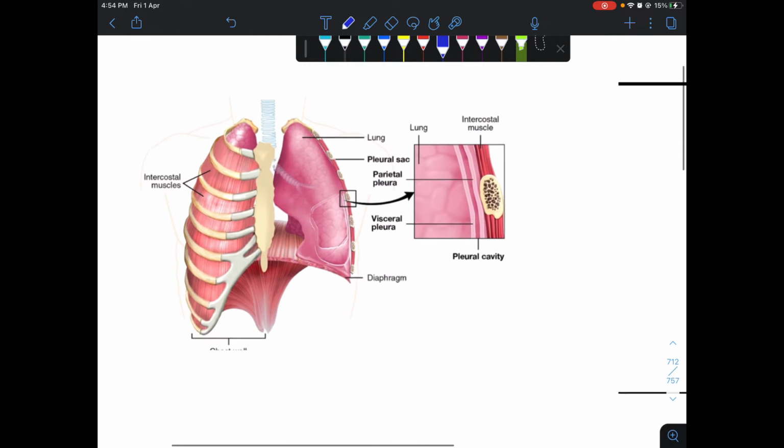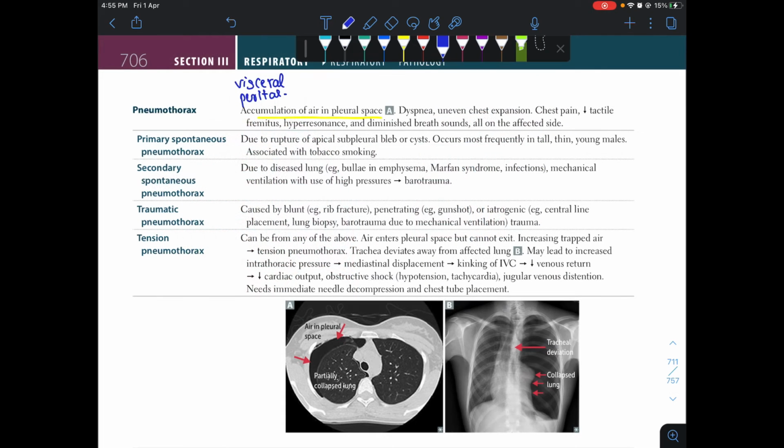As we can see in this picture, we have the two pleural layers. The visceral pleura is connected to the lung and the parietal pleura is attached to the chest wall. There are two types of pneumothorax, spontaneous pneumothorax and traumatic pneumothorax. Both spontaneous and traumatic pneumothorax can lead to tension pneumothorax.